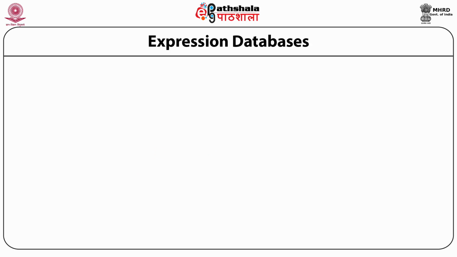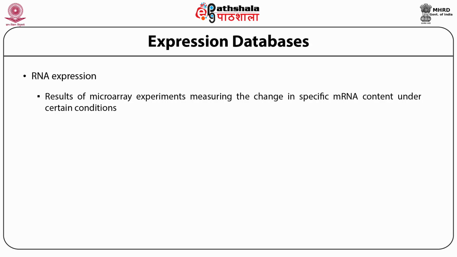You can see here the expression databases, which give an idea about the expression of different proteins or RNA, like the RNA expression database. These hold the results of microarray experiments measuring the change in specific mRNA content under certain conditions. ArrayExpress at EBI and GEO at NCBI, although not user friendly, have very good information on what kind of messenger RNA is expressed in what condition, as analyzed through microarray data.